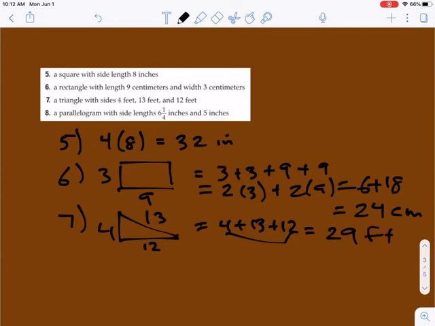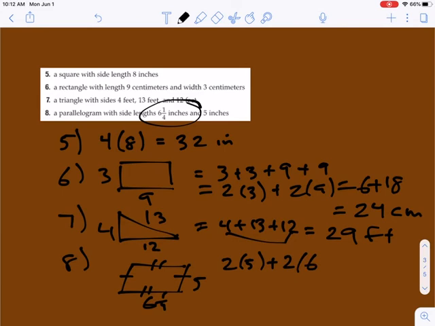And then 8, parallelogram side lengths. Well, the side lengths, it's a parallelogram. So this side's equal to this side, and then this side's equal to that side. So you have two sides. Well, this 6 and a 4th side would be here, right? And then 5 would be here. So you got two sides at 5, and then plus two sides at 6 and a 4th.